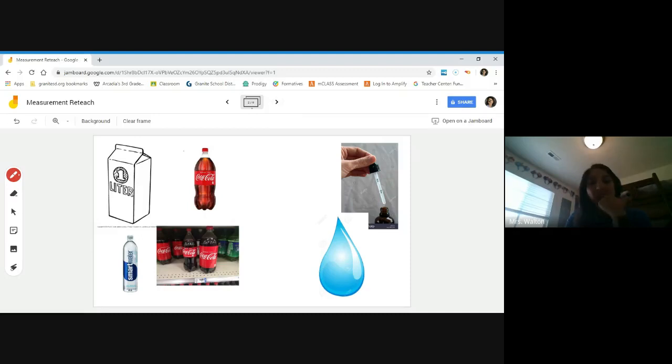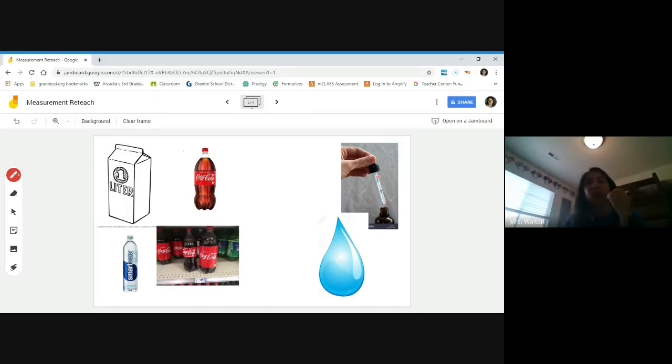And then this one right here, you'll see those. This one's 2 liters right here. And this one is 1 liter. So you can kind of have an idea. And then a large bottle of water also is in liters. Milliliters is dealing with drops of water. So that's why I put a drop of water there.